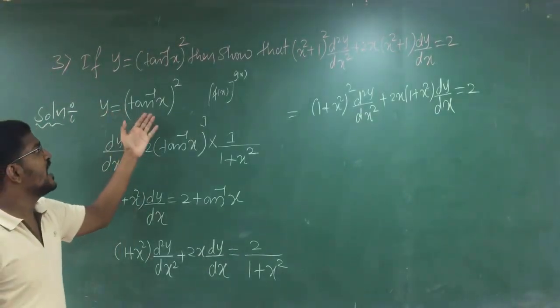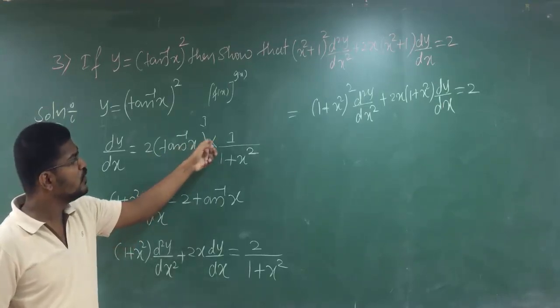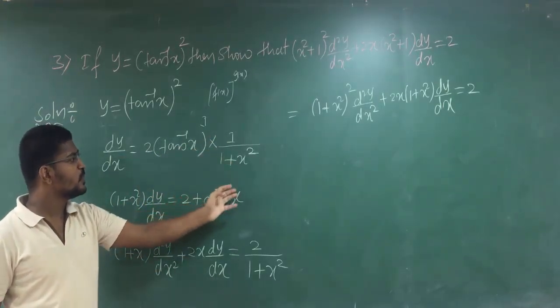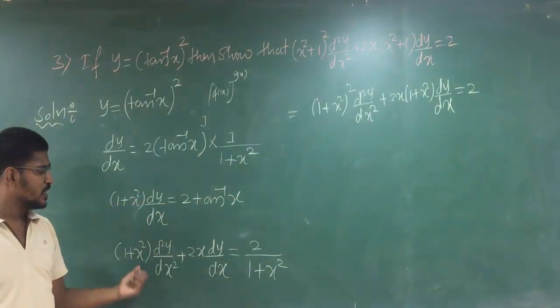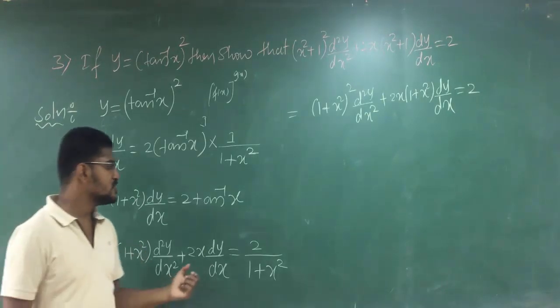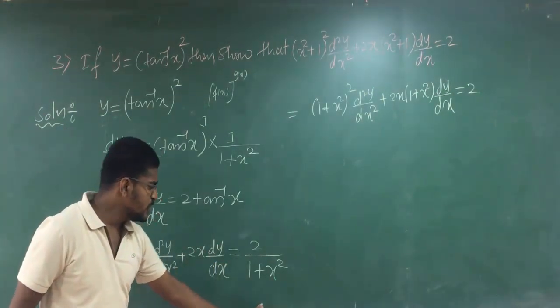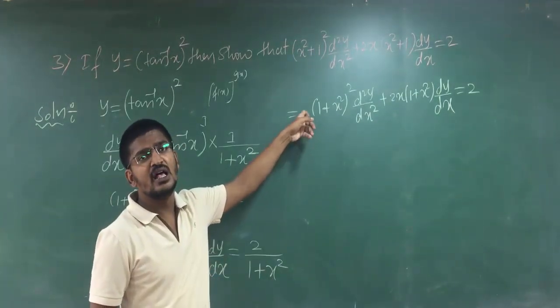So y equal to (tan inverse x) whole square. You simplify 2 tan inverse x into 1 by 1 plus x square by using the chain rule. You multiply 1 plus x square to this side, u into v form. You have to differentiate u into v form. After the differentiation of u into v form, you will get this term. Again you multiply 1 plus x square to this side, you are going to get your required result.